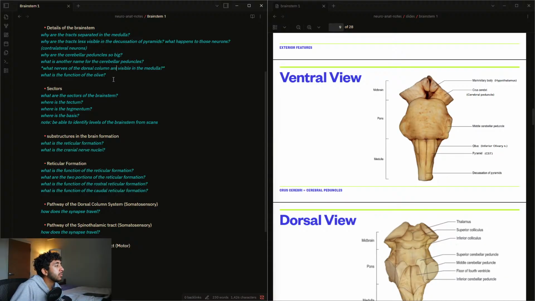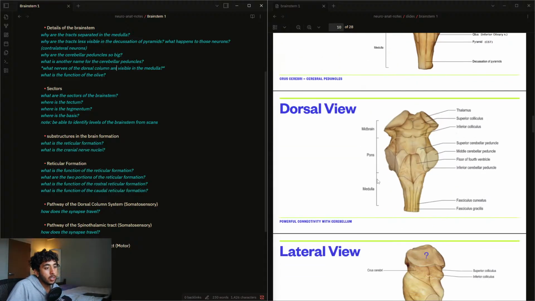What nerves of the dorsal column are visible in the medulla? What nerves are visible here? I don't know. Perhaps we'll find out here. Ah, yes. Fasciculus gracilis and fasciculus cuneatus. Gracilis is the one involved in the somatosensory nerves within the legs, and cuneatus is involved in the somatosensory nerves in the upper torso, I believe.